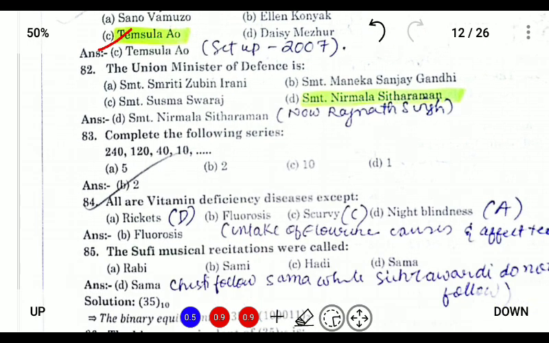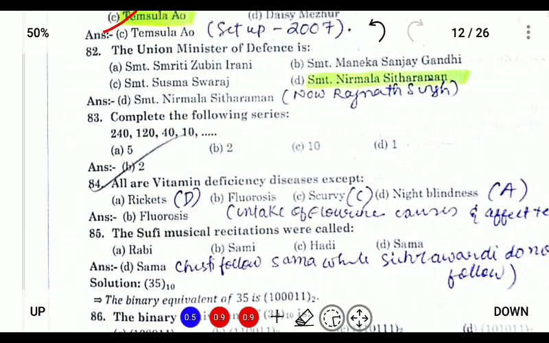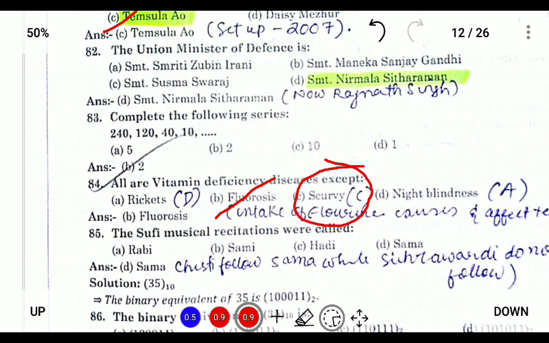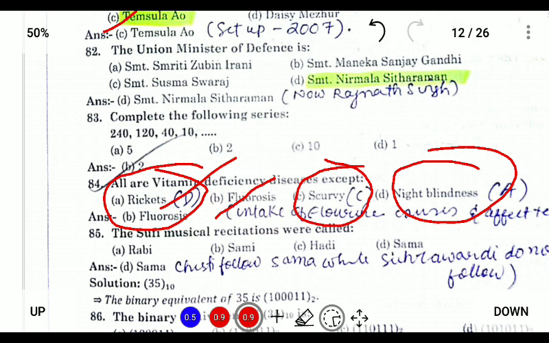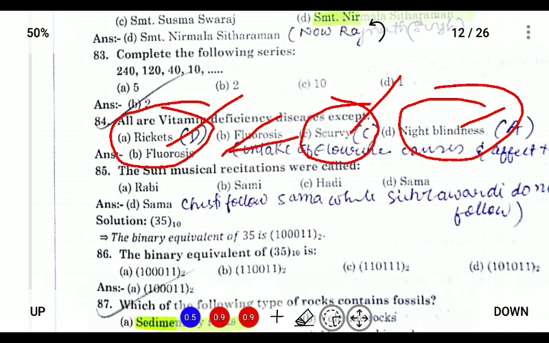All vitamins are deficiency diseases except fluorosis. Fluorosis is the intake of fluorine which affects teeth. So this is fluorosis. Scurvy is vitamin C deficiency. Night blindness is vitamin A, and rickets is vitamin D. Rickets causes weakening of bones. Scurvy means bleeding of gums, and night blindness causes the inability to see at night. So fluorosis is the intake of excess fluorine, and it is contained usually in water.